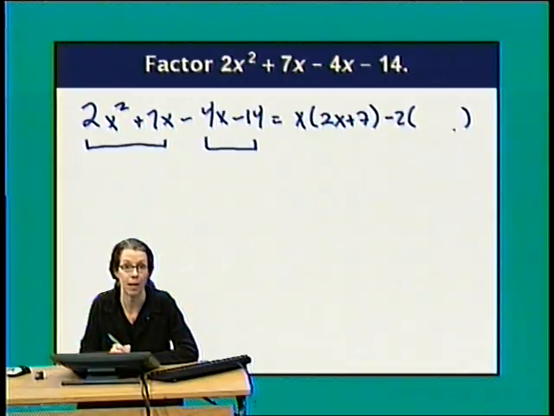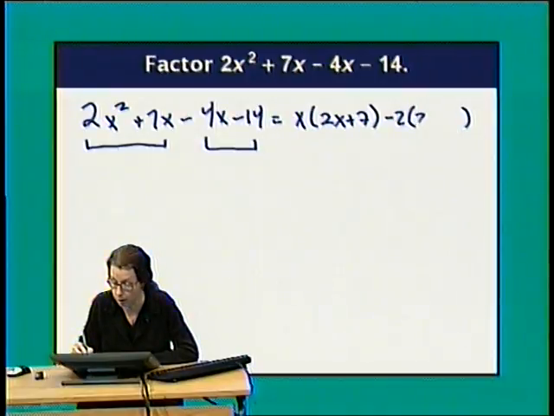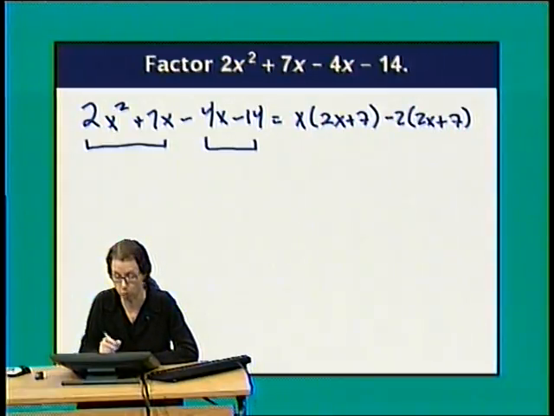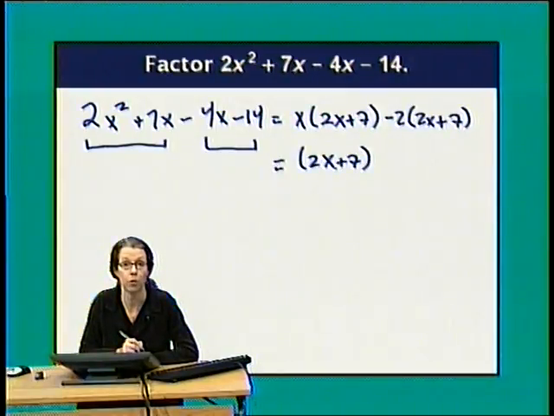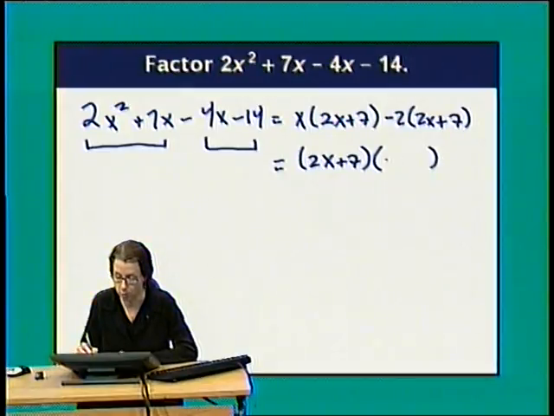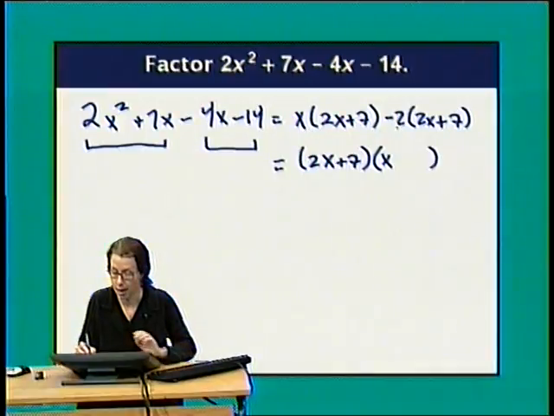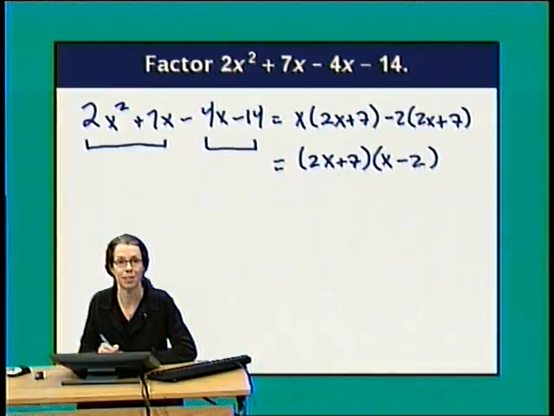So let's think about what we have. To get minus 4x, I multiply negative 2 by positive 2x. To get minus 14, I multiply negative 2 by positive 7. Now I have one of those kind of strange-looking problems with two terms with a common binomial factor. The common binomial factor is 2x plus 7, and when I factor that out, I leave behind an x from my first term and minus 2 from the second.